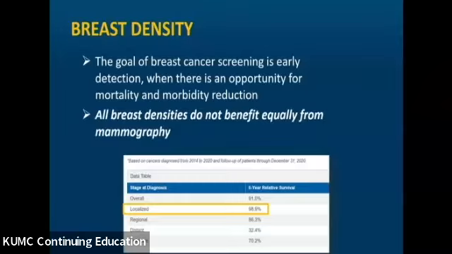And ultimately, as we know, the goal of screening is to find breast cancer when it's small and treatable. When we find breast cancer at a local stage, the 5-year survival rate is 99%. We're just not doing that for our patients with dense breast tissue, those patients that are presenting with more advanced cancers.